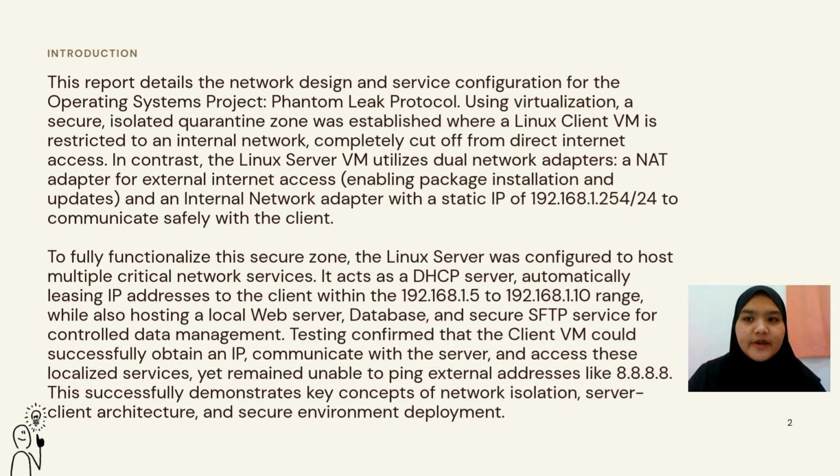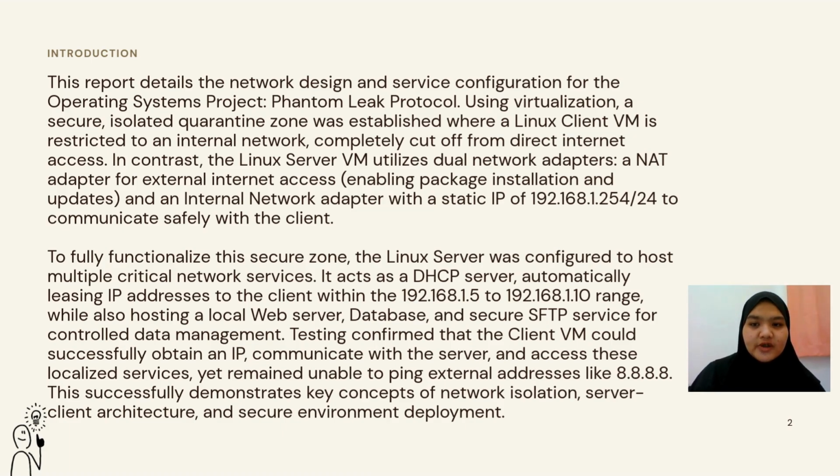Our team project, Phantom Leak Protocol, focused on building a highly secure, restricted quarantine zone using a server-client virtual architecture. As you can see on the slide, our Linux server VM acts as the central gateway. It uses dual adapters, an active one for safe internet updates and an internal network adapter with a static IP to bridge to our isolated Linux client VM.